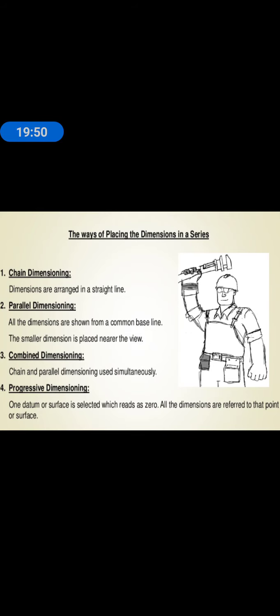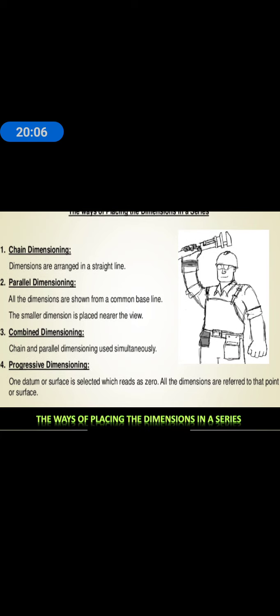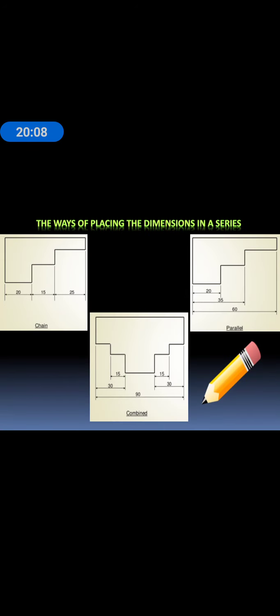Then the last one is progressive dimensioning. One datum or surface is selected which is read as 0, and all the dimensions are referred to that point or surface. The first figure shown is chain type, the second at the top right side is parallel type, and the figure in the middle is combined dimensioning.